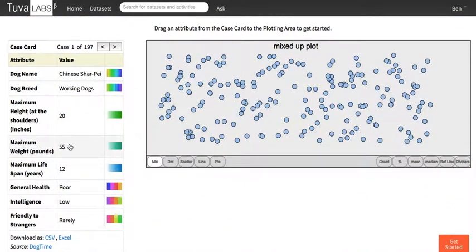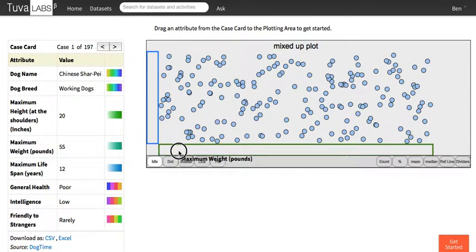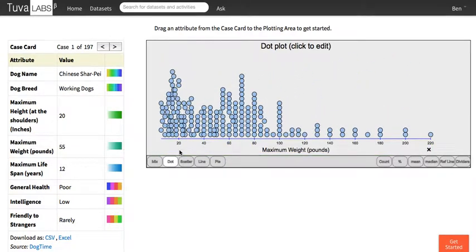Let's start by dragging the maximum weight attribute over to the horizontal axis. Notice that the axis now says maximum weight in pounds. So, what's the typical weight of this group of dogs? Let's click on dividers and also click on percent. The typical weight can be found by locating the central clump.